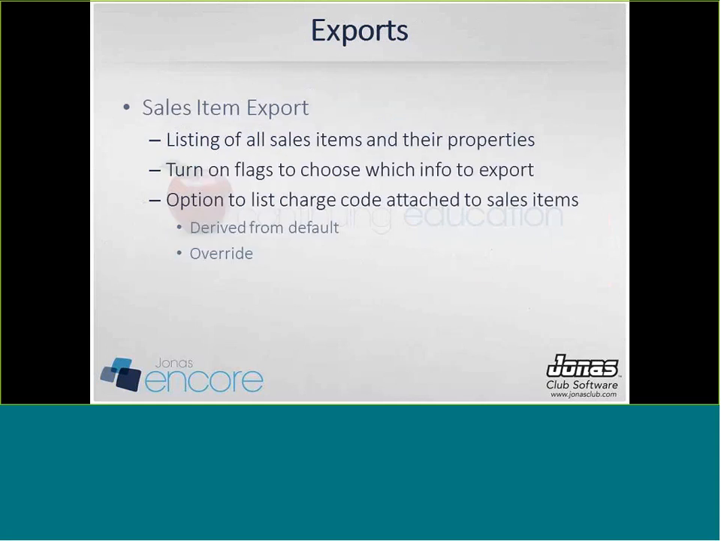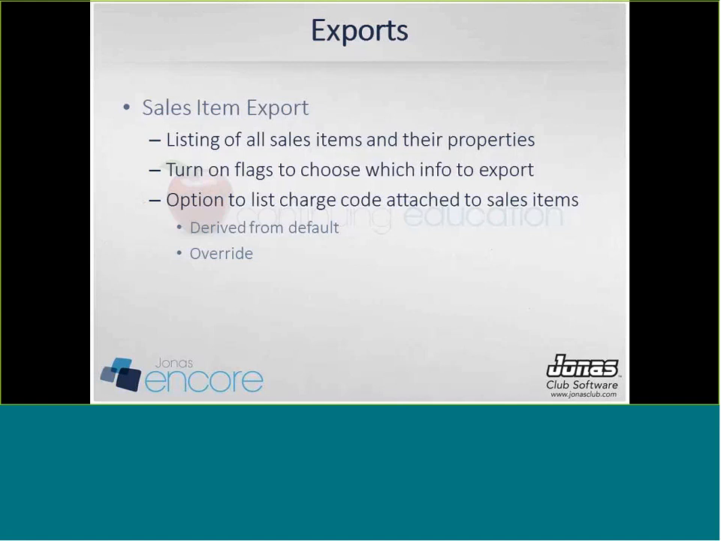The sales item export will list all your sales items and their properties, the category it belongs to. There's different settings. You can turn on flags to choose which information you want to export, and you can actually list the charge code attached to the sales items. So that's a way to check what are the charge codes attached to these sales items.